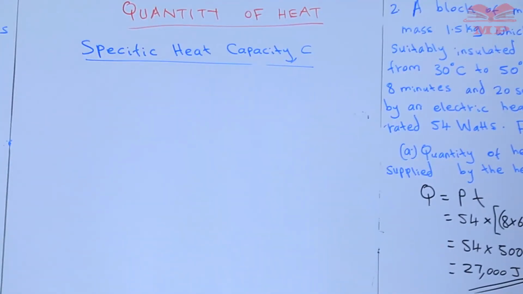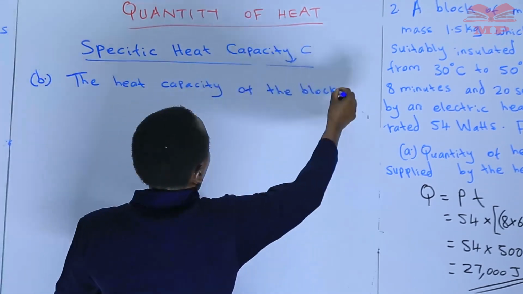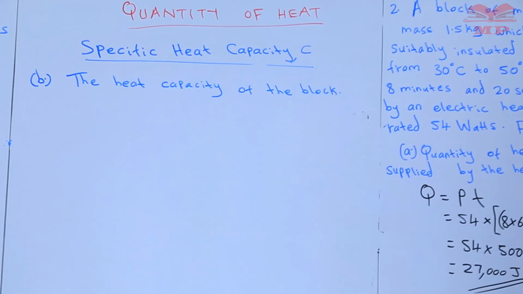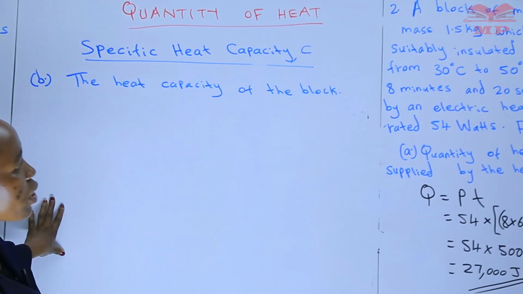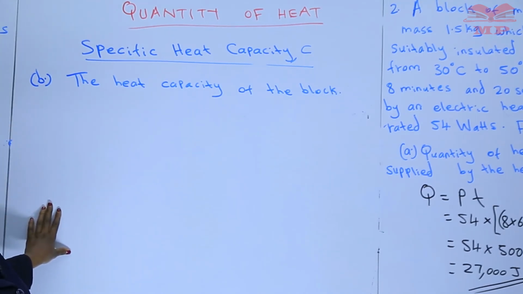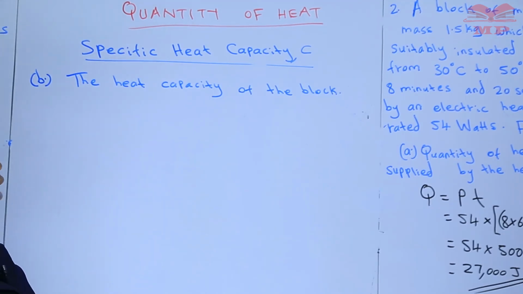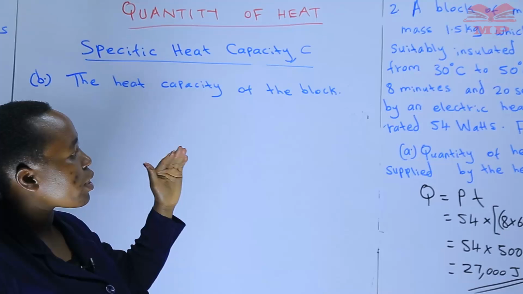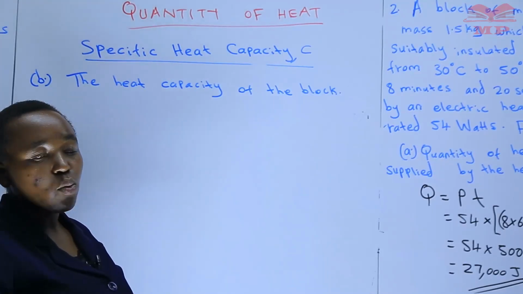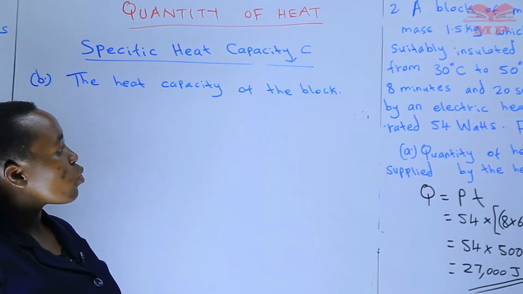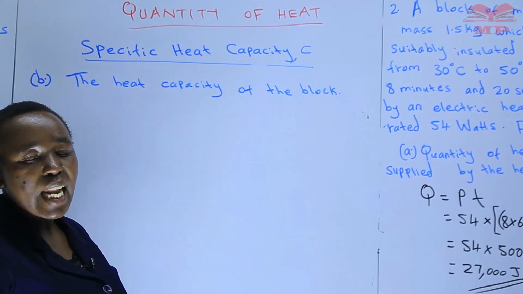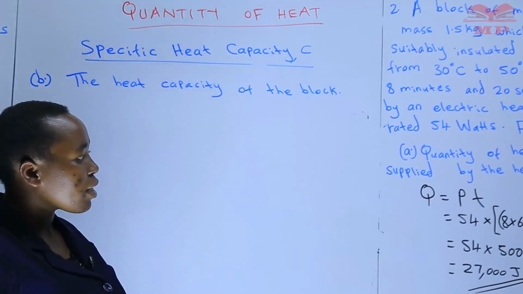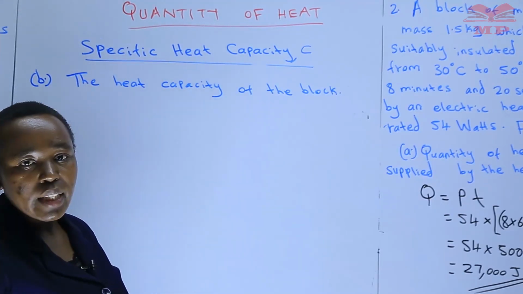So we are told to find part B. We are told to calculate the heat capacity of the block. Remember, the block is being heated using a heater. A block of metal of mass 1.5 is suitably insulated and it is being heated. Here we are assuming that there is no heat loss. We are told that it is suitably insulated, that is to minimize heat loss to the surrounding. So in this question, we assume that heat loss is negligible. So all the heat that is being supplied by the heater is being used to heat the metal block.